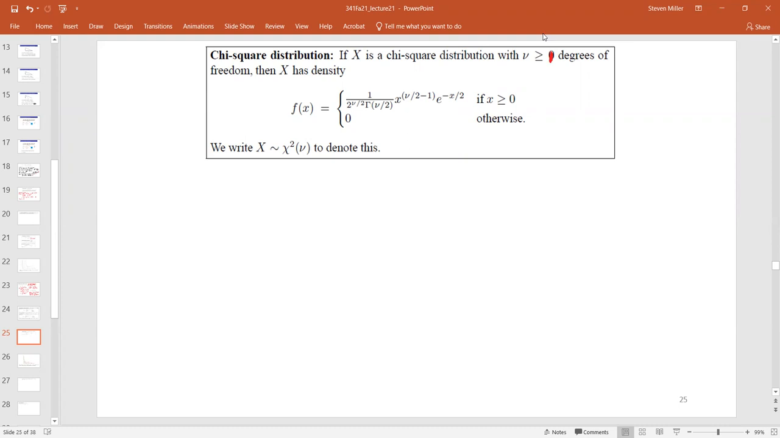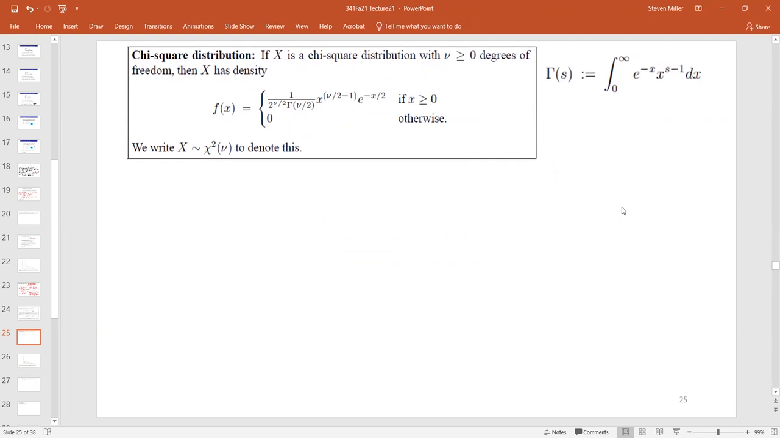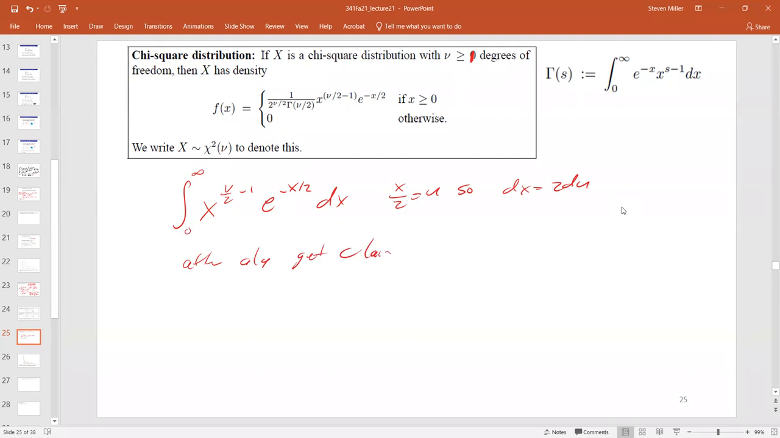So it's clear that this is going to integrate. If you look at what we have, the x to the nu halves minus one, e to the negative x halves, when we integrate that, it's almost a gamma function. The reason it's not quite the gamma function is that instead of an e to the negative x, I have an e to the negative x over 2. So if I want to integrate x to the nu halves minus 1, e to the negative x over 2, dx from 0 to infinity, I let x over 2 equal u, so dx equals 2 du. And then you can see the gamma function emerge. And so when you do the algebra, after algebra, you get the claimed normalization constant.